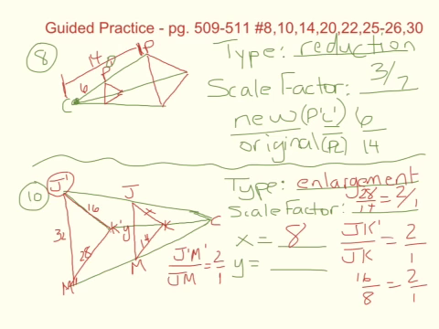So doing the same thing to find Y, J prime M prime is going to correspond to JM. So J prime M prime is 32, and I don't know JM, that's Y, but I know it should be 2 over 1, so that makes the Y value 16. Now you could go ahead and cross multiply and divide there, but you probably can see that it's 16.